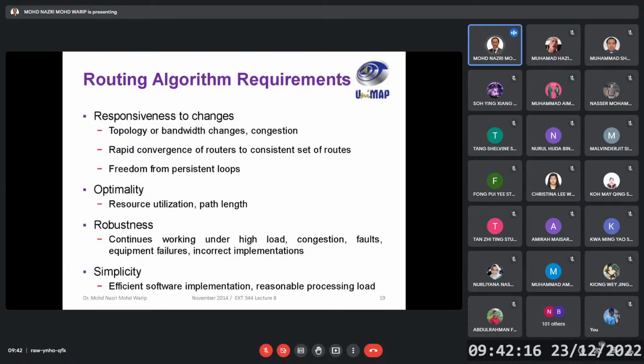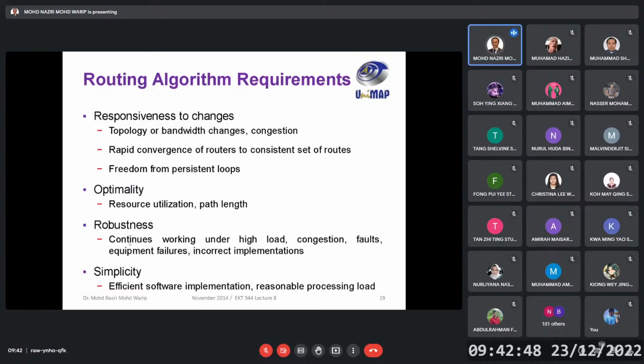Routing algorithm requirements. Responsiveness to changes: topology or bandwidth changes, congestion. This one you need to take care of. Rapid convergence of routers to a consistent set of routes. Freedom from persisting loops. So this is responsiveness, sensitivity to changes of the topology. Optimality: resource utilization.